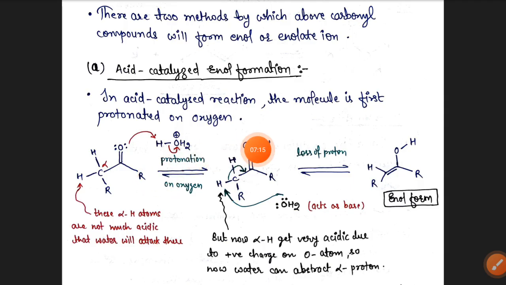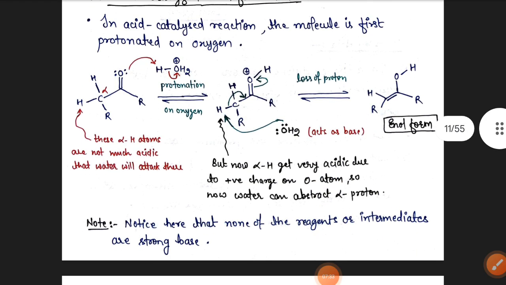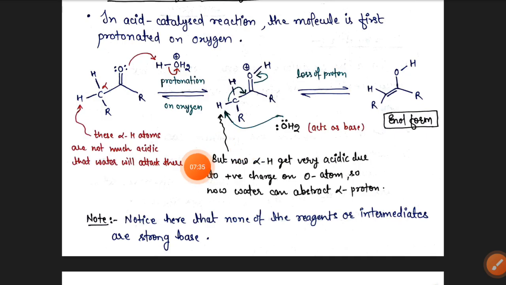In acid catalyzed reaction, the molecule is first protonated on oxygen. Then this hydrogen is abstracted by a group acting as a base. Okay, so the enol is formed here. You just try this mechanism yourself. This is the formation, and the notes are given here.